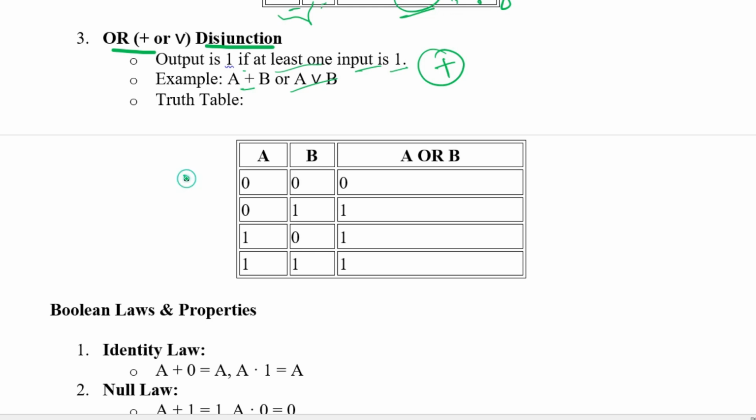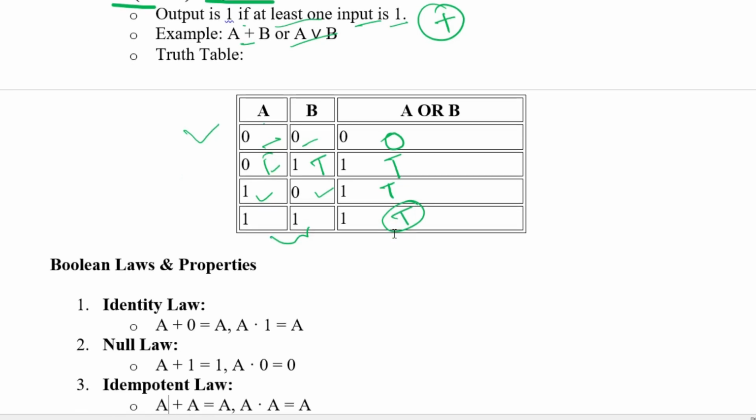Then let's understand the truth table for this one. If A and B both have 0 value, then A or B will be 0. If A is false and B is true, then the output will be true. If any one input is true, then the output will be true. In this case, A is true, B is false, the output is also true. In the last case, both the inputs are 1, then the output will be high, or 1, or true.